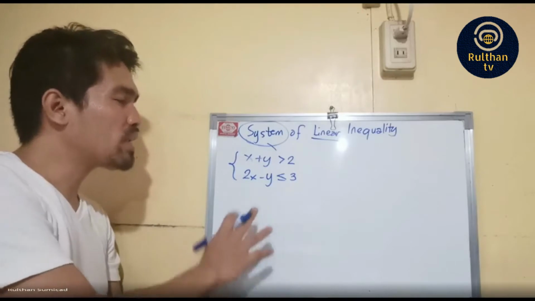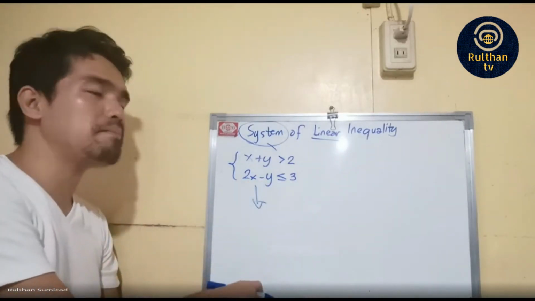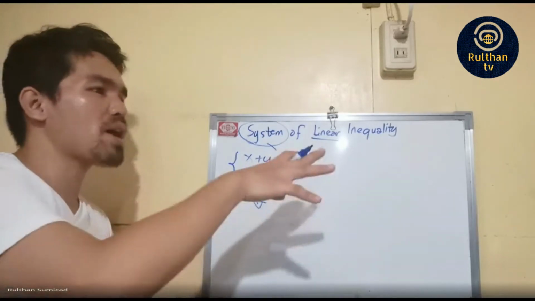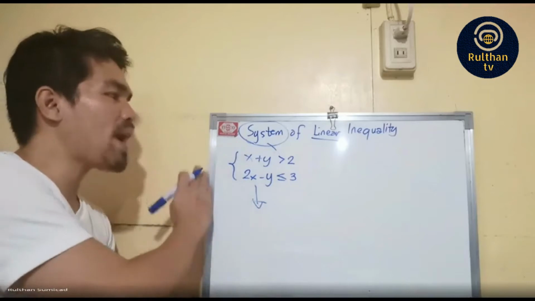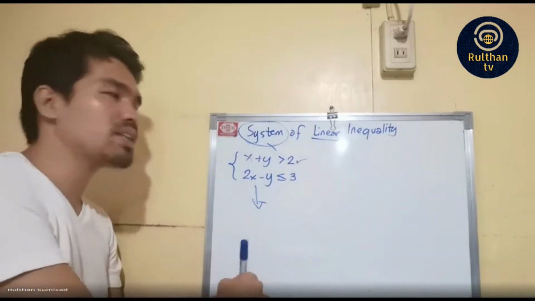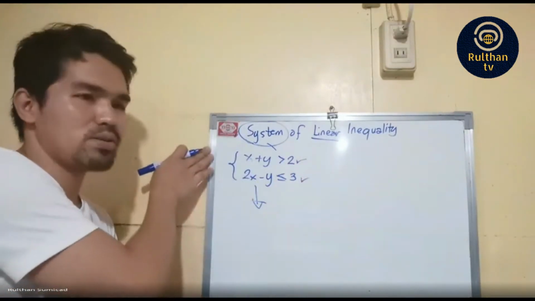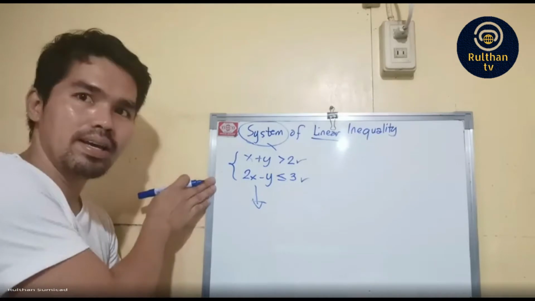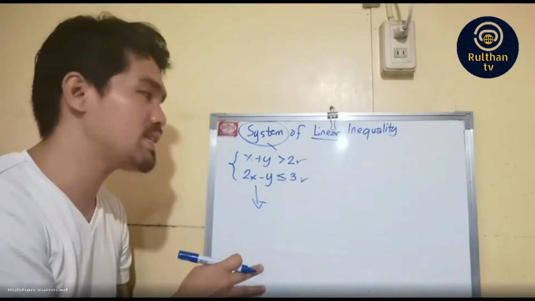So when it comes to a system of linear inequality, we are going to solve this by looking for an ordered pair, simply the values of x and y that will satisfy both the first inequality as much as the second inequality. Because if it only satisfies the first one but not the second, it means that it is not a solution of the system of inequality.